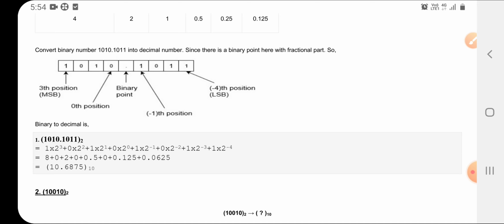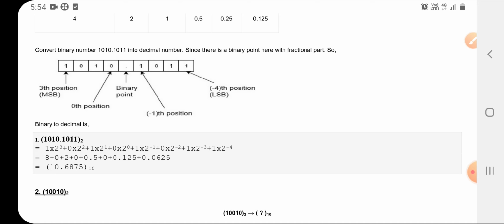So now you see, the first one is 0, so you have to write from here. So 1 into 2 power 3 plus 0 into 2 power 2 plus 1 into 2 power 1 plus 0 into 2 power 0. This is before the binary point. Then after the binary point, 1 into 2 power minus 1 plus 0 into 2 power minus 2 plus 1 into 2 power minus 3 plus 1 into 2 power minus 4.